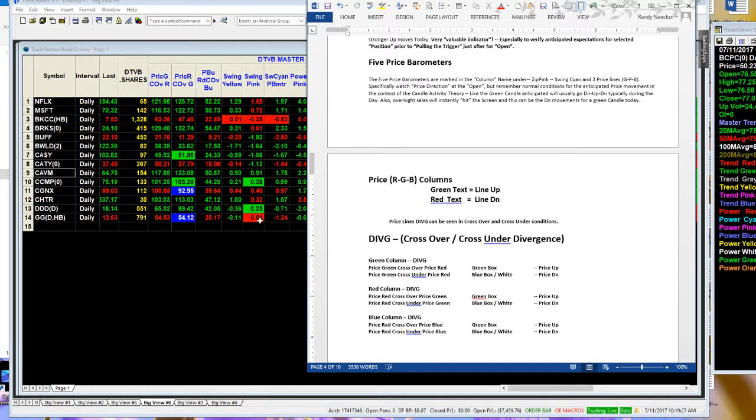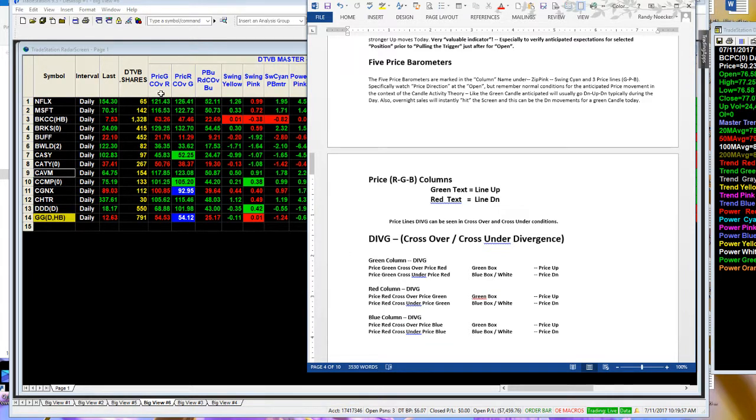This is strictly in the price, the three price lines: price green, price red, and price blue. These are divergent recognition crossovers. They're not just the up-down stuff. You know which way the line is going by the text. When you have a green, for example, in the green box, it's when price green crosses over red.